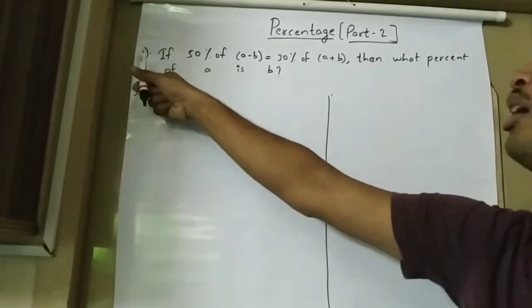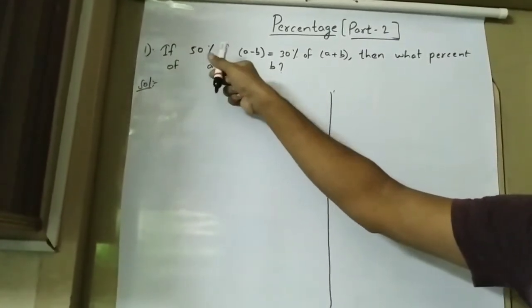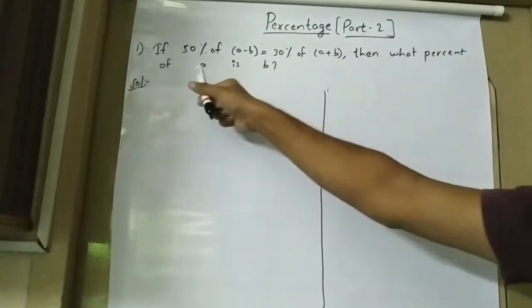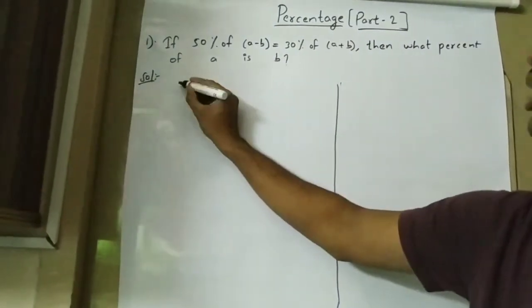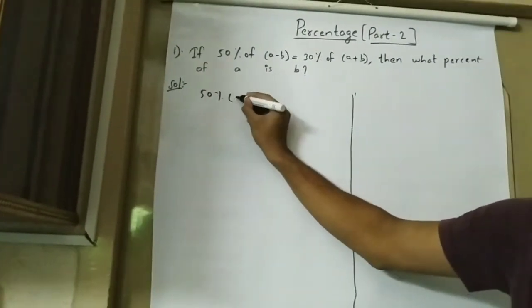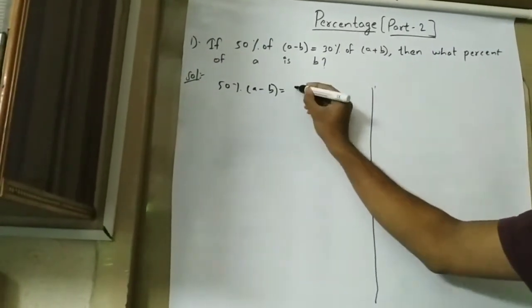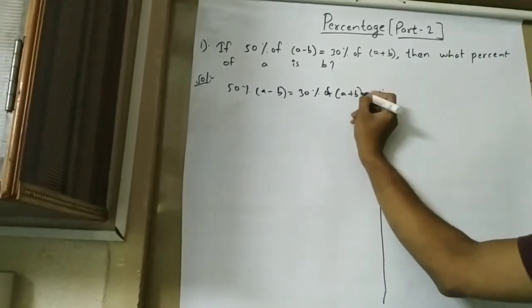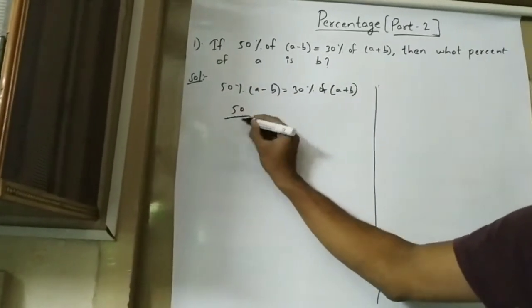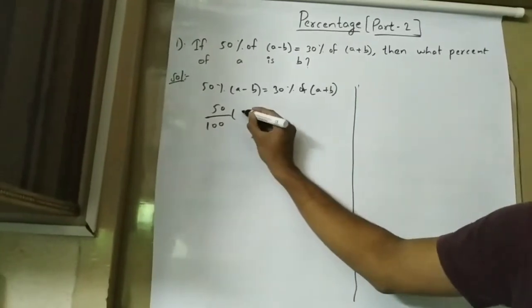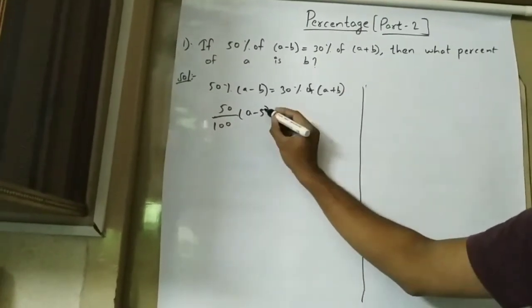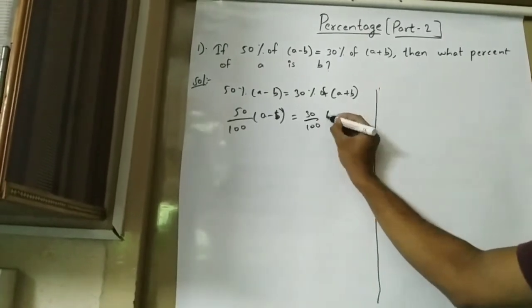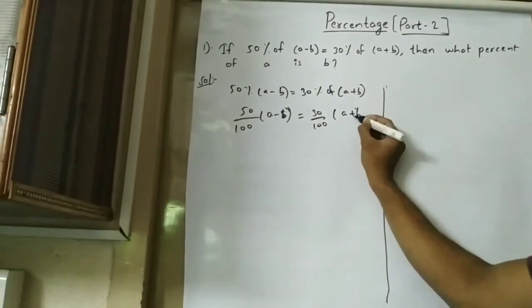Okay, in this, the first question is given as: if 50% of A minus B is equal to 30% of A plus B, then what percent of A is B? So given 50% of (A minus B) is equal to 30% of (A plus B). We know whenever we see the percent symbol, we divide it by 100. So 50/100 of (A minus B) is equal to 30/100 of (A plus B).